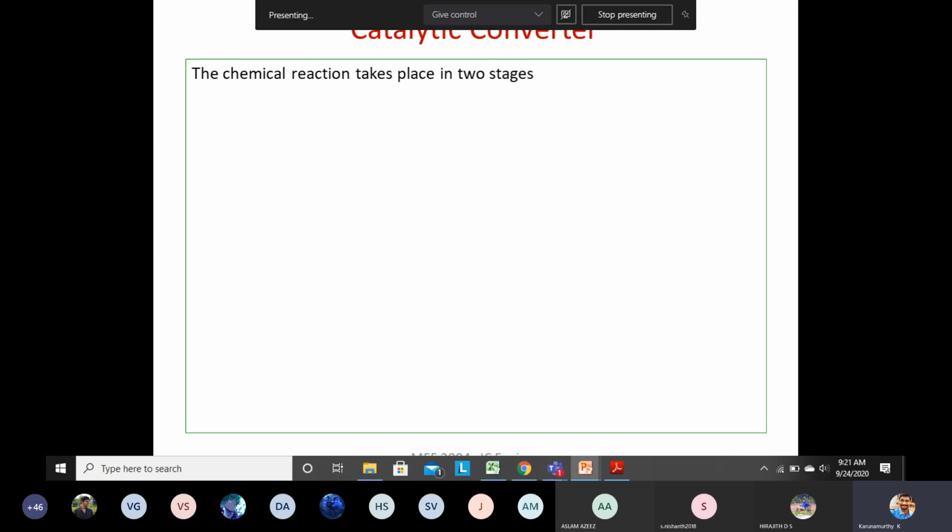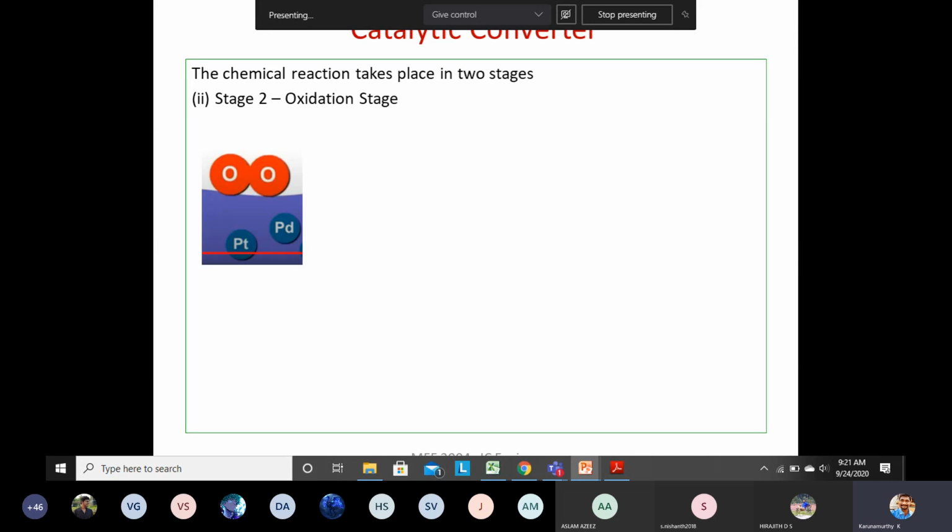Now the second stage of the catalytic converter reaction, right? So now we have discussed the NOx. The other emissions are hydrocarbon and CO, carbon monoxide. These are the other two emissions, right? So the second stage of the catalytic converter, the second reaction, is the oxidation reaction.